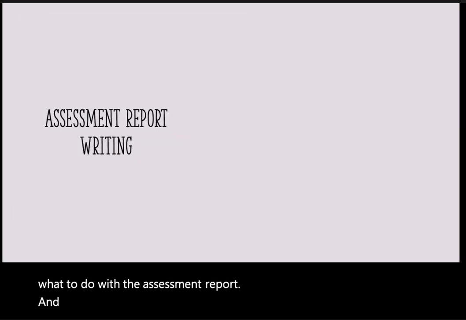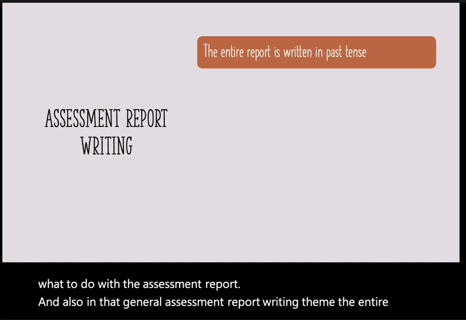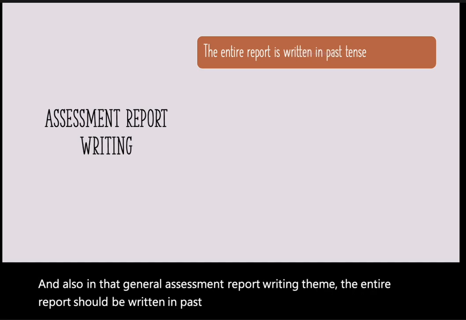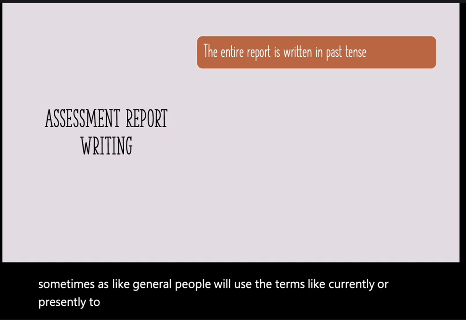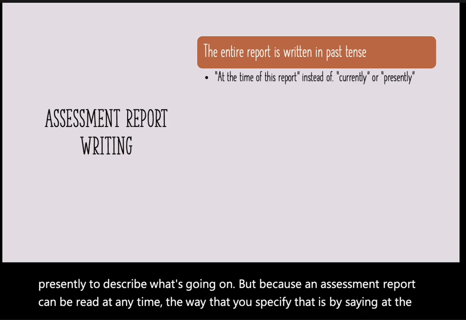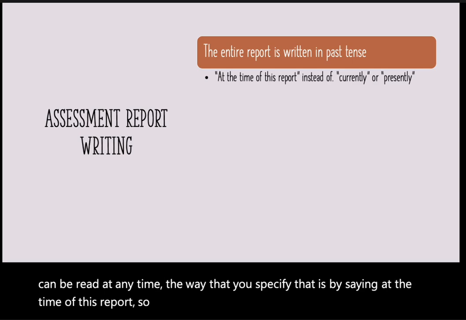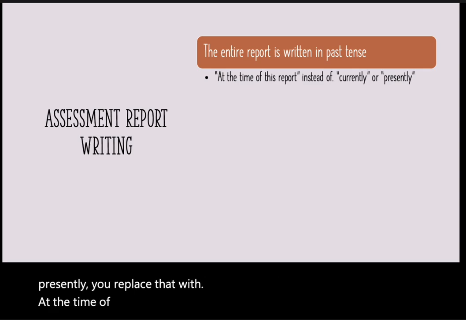And also, in that general assessment report writing theme, the entire report should be written in past tense. An example of this might be that sometimes people will use terms like currently or presently to describe what's going on. But because an assessment report can be read at any time, the way that you specify that is by saying at the time of this report. So instead of saying something like currently or presently, you replace that with at the time of this report.